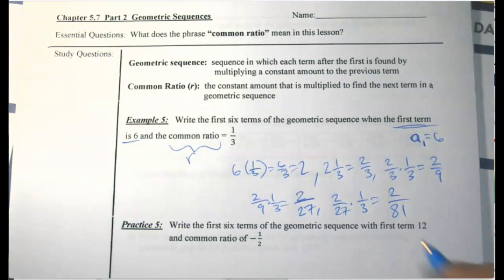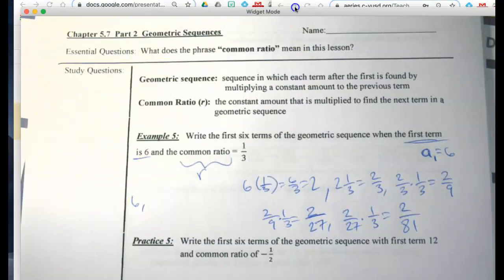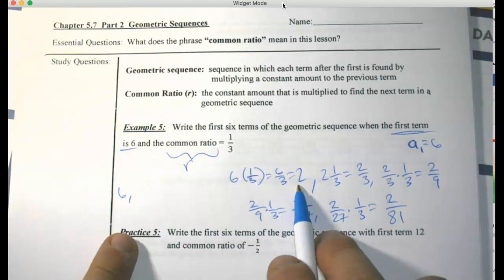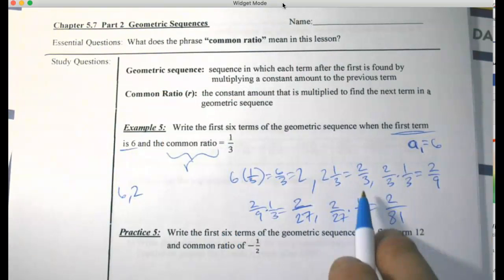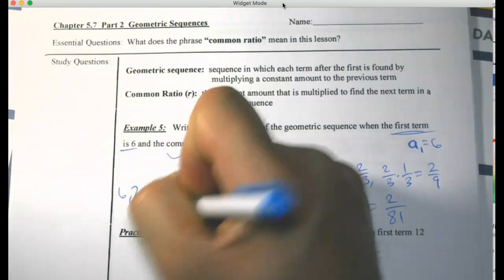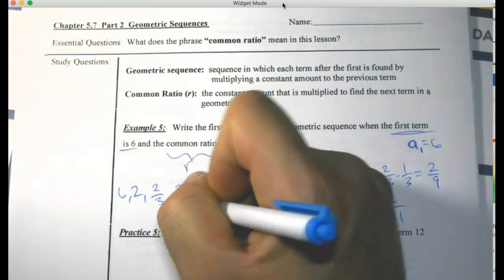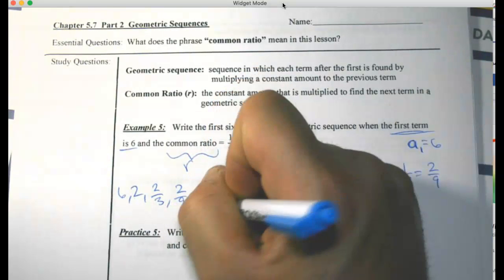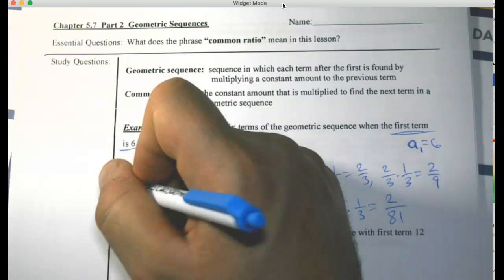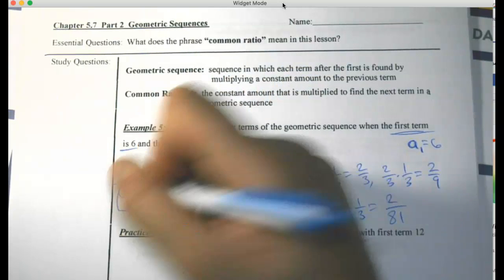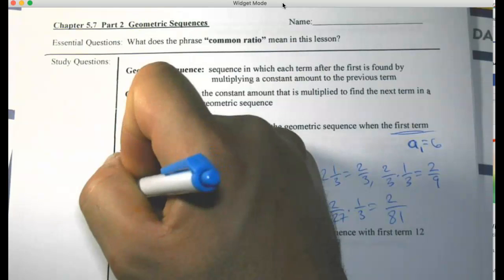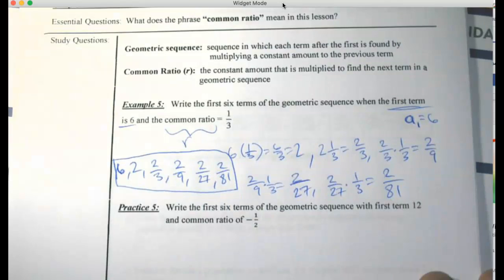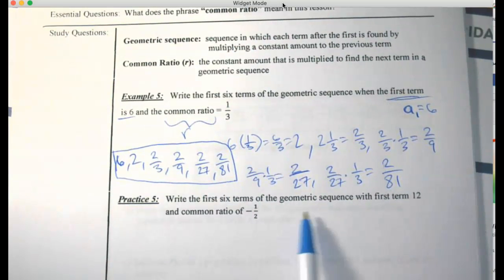So my first 6 terms, remember the first term is 6. So the first term was 6, and then I multiplied by a third. Second term is 2, and I kept multiplying by a third. 2/3 was the next term, then 2/9, then 2/27, then 2/81, and again, that was my first 6 terms. All I had to really know how to do is multiply fractions once I understand how to use a geometric ratio sequence.